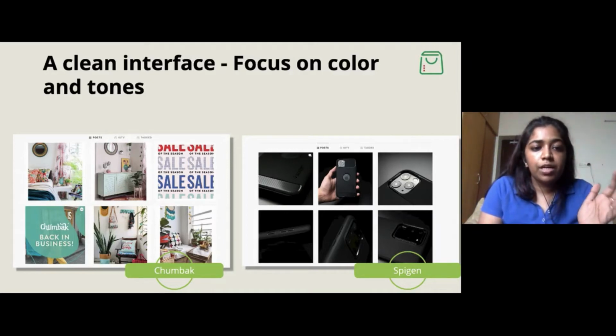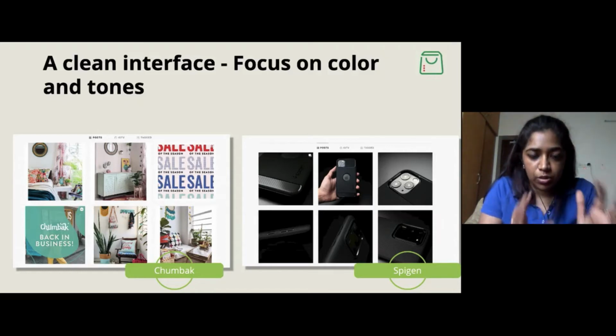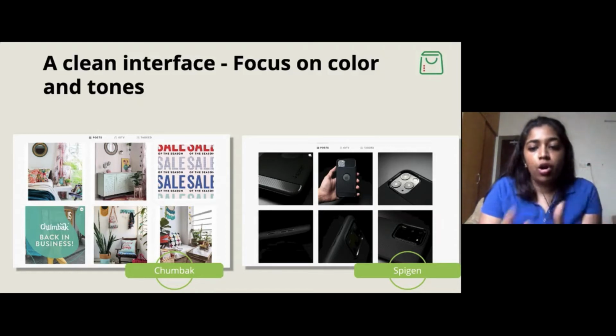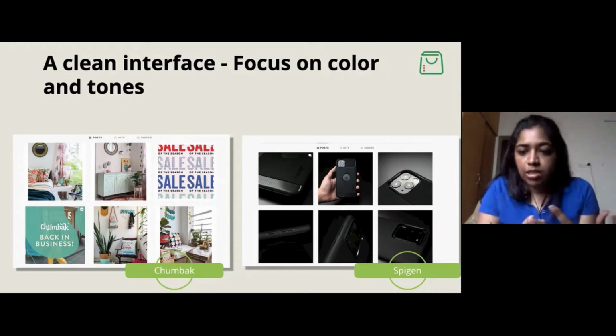If you look at Chambak, they have very clear, as you can see, pastel colors in all their posts. So if you look at it, they have a pastel pink, a teal blue, and if you scroll in their profile, you can see various posts with similar color tones. On the contrary, if you look at Spigen, all of their pictures are black and gray, because that's what their brand represents, that's how their products are.